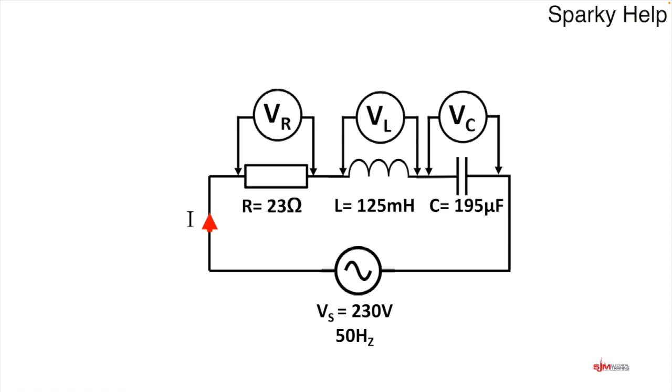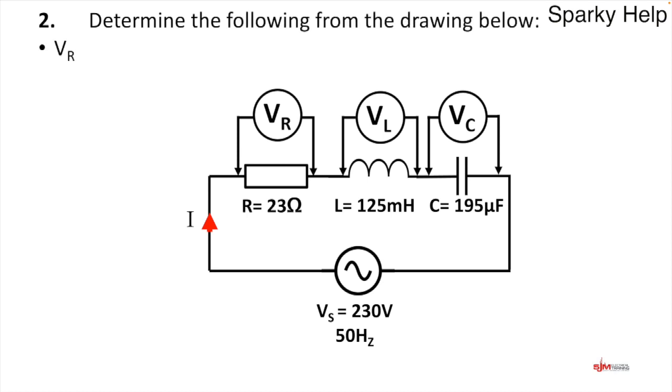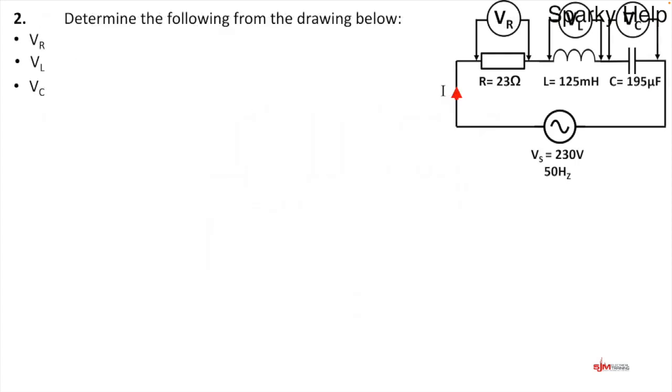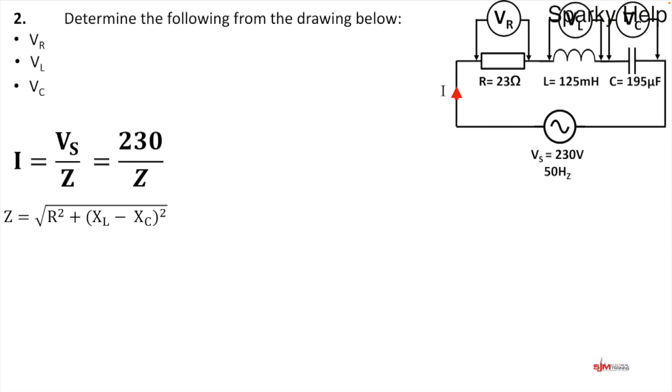Let's have a look at this particular one then. So similar question, we've just changed the values. Determine the voltages again. So we'll start as we did before. So we want to work out the current. So Ohm's law, 230 divided by Z. We're going to find Z. It's that formula there, the impedance formula, which is 230 is the bit we know. We don't know XL or XC, so we've got to work those out.